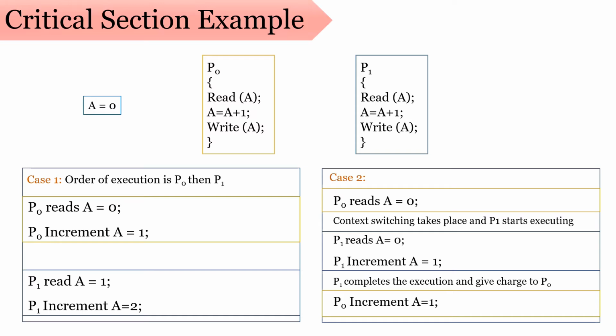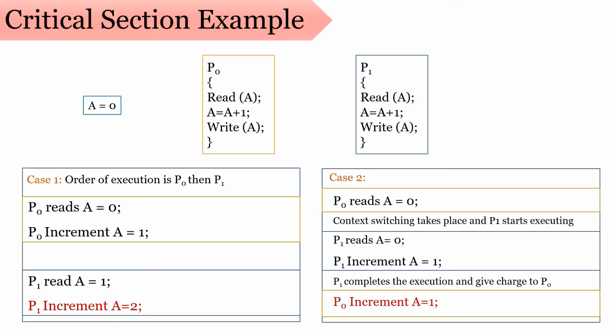In this case, finally the value of a equals 1, which is different from the value of a in case 1, that equals 2. This scenario where the sequence of execution affects the result is called a race condition. This is why a process needs to access the shared resources under its critical section.